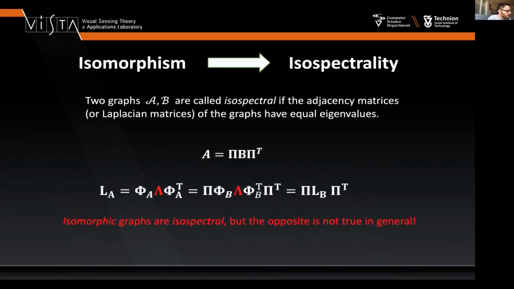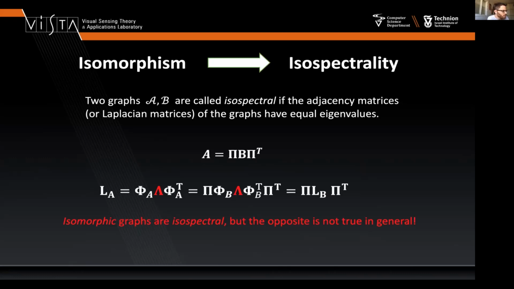So one thing you can do, graph isomorphism is a hard problem to solve. So one thing you can do is relax the notion of isomorphism a little bit and use something called isospectrality. Isospectrality means that you have two graphs, and the two Laplacians of these graphs, or the two adjacency matrices, have the same spectrum. This is not a sufficient condition for the graphs to be isomorphic, but every isomorphic graph is isospectral.